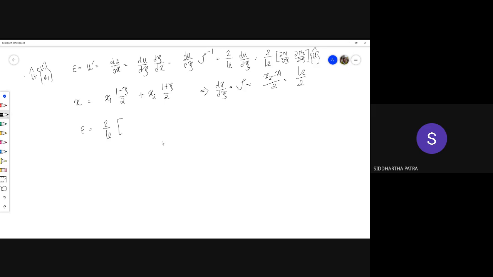How much is del n1 del xi? This thing is n1. What is the first derivative, the derivative with respect to xi? And this thing is n2. Minus 1 by 2. So there is minus half and plus half, times u hat. Can you simplify it further?